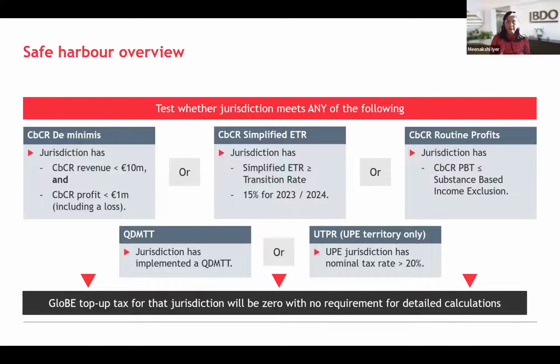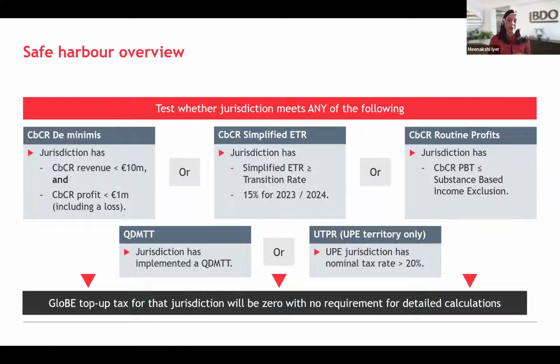Now, the CbC-based safe harbor can be used during periods which begin on or before the 31st of December 2026, and up to any financial year that does not end after 30th of June 2028. So you would have to do these calculations on a year-on-year basis.